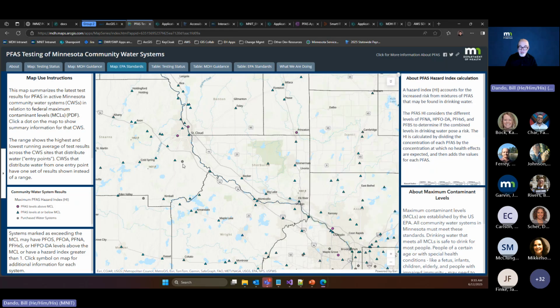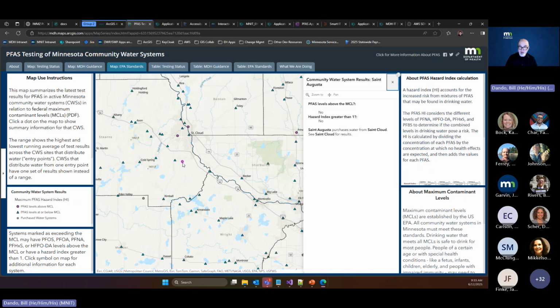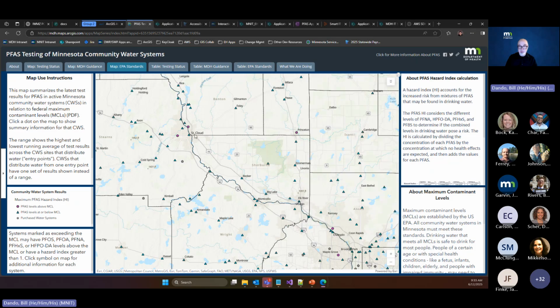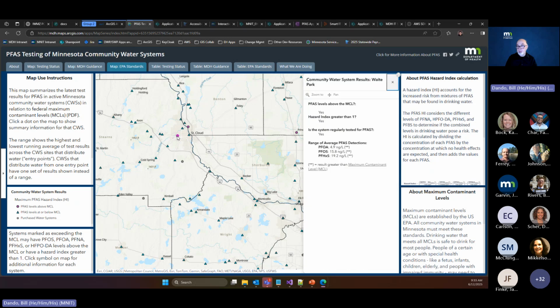We can look at a system that is purchasing water. So for instance, St. Augusta purchases water from St. Cloud, so you can see St. Cloud for results. Okay, so that information is provided. And we can look at a system that has perhaps more going on, such as Wade Park. At Wade Park, we can see that yes, they are flagged for PFAS levels above the MCL, hazard index greater than 1. And the system is being regularly tested for PFAS.